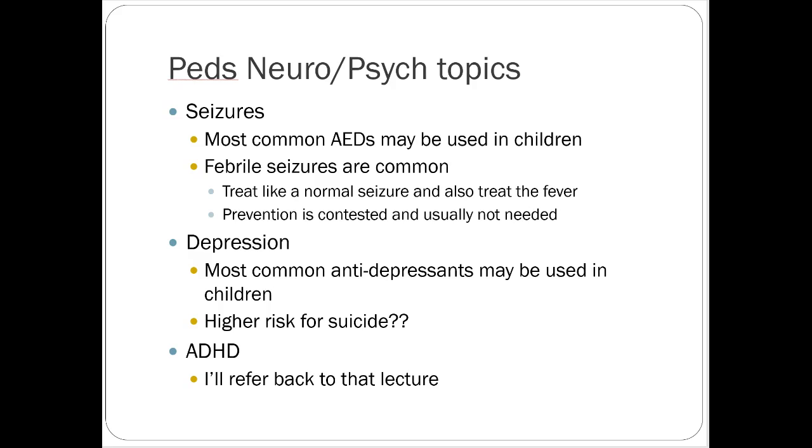And then psych topics, we covered a lot of this. Basically, for neuro stuff, seizures. I think I mentioned this during the neuro lecture, but pretty much any AED we can use in kids. And febrile seizures are really common. You want to treat an acute febrile seizure like you would a normal seizure, and you also want to treat the fever, but you don't need to do preventive therapy. That's really controversial and usually not needed. There might be weird instances where somebody has chronic fevers where they get a lot of seizures with it.